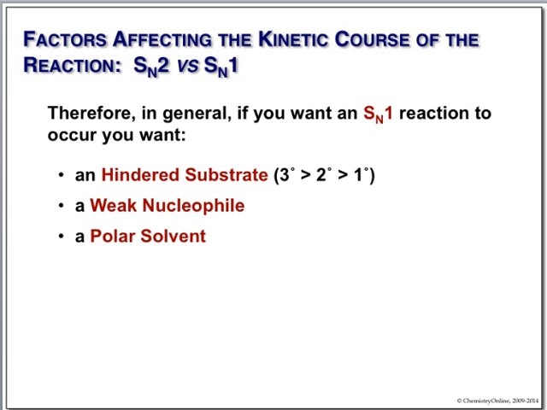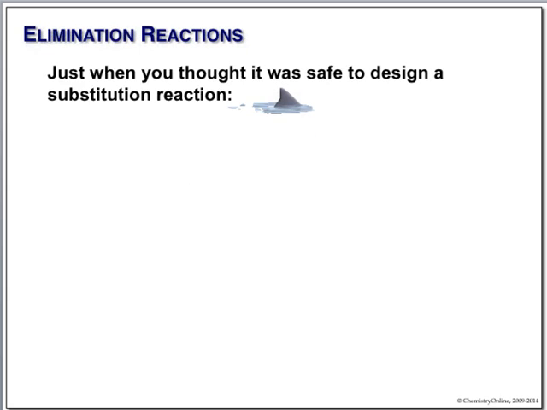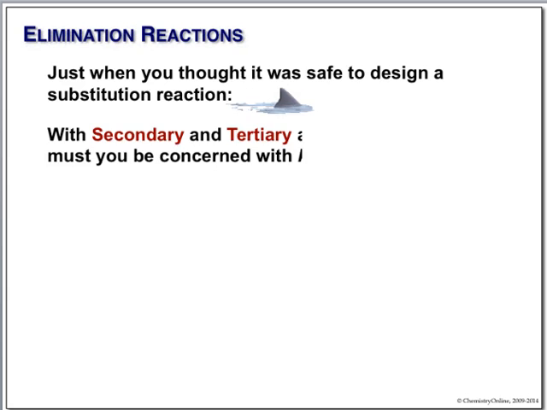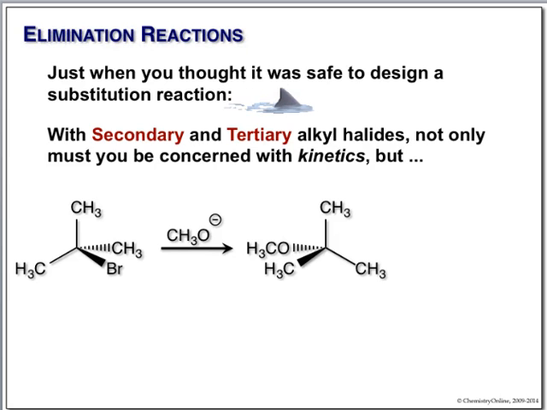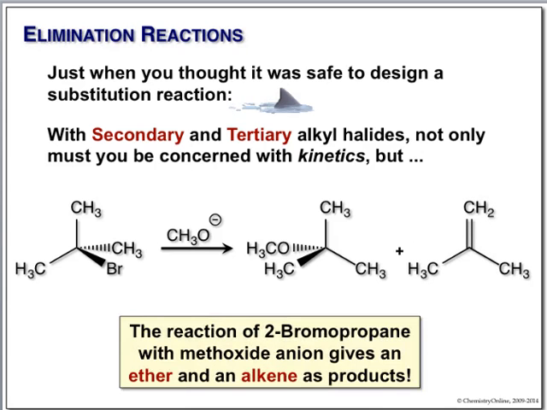All right. Well, we've made it through substitution. We should all feel good. Unfortunately, just when you thought it was safe, well, it's not. If we take our tert-butyl bromide here, and we set it up to do an SN1 reaction, we don't just wind up with a product here that we expect, but we also wind up with an alkene. That is, we have done elimination.